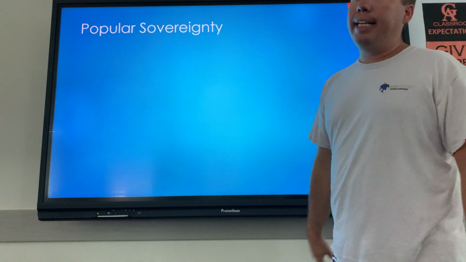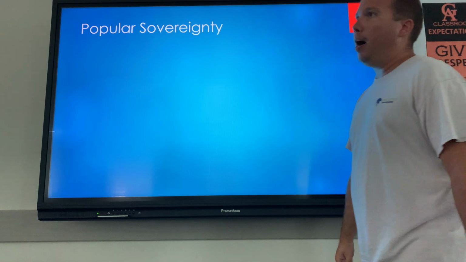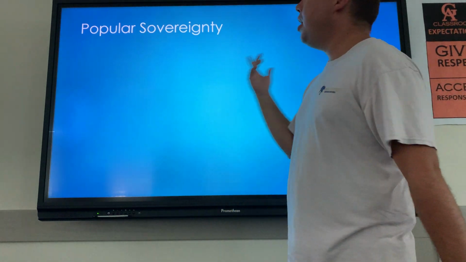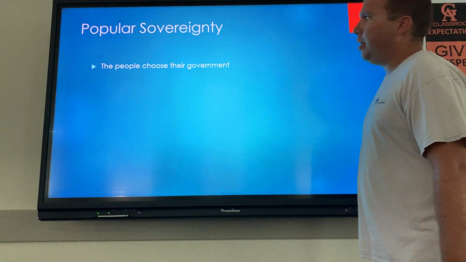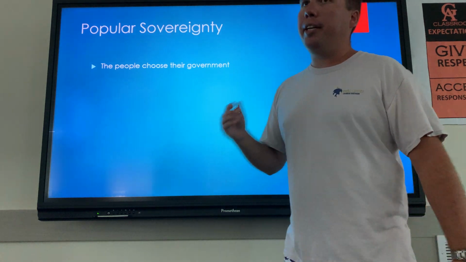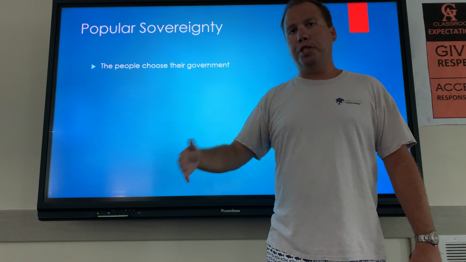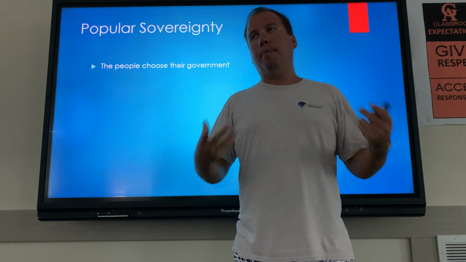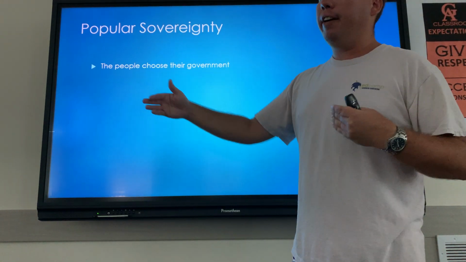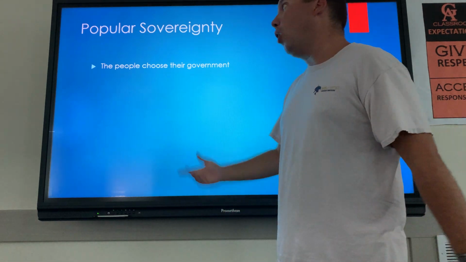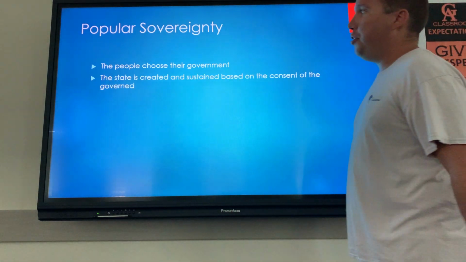Okay, the second democratic ideal that we have, or third, I don't know what number we're on, is popular sovereignty. Okay, the people choose their government. Popular sovereignty means that people are going to vote. People are going to choose what is going to affect them in some way, or people are going to choose what the government does or who the representatives in the government are. So the people are going to choose their government.